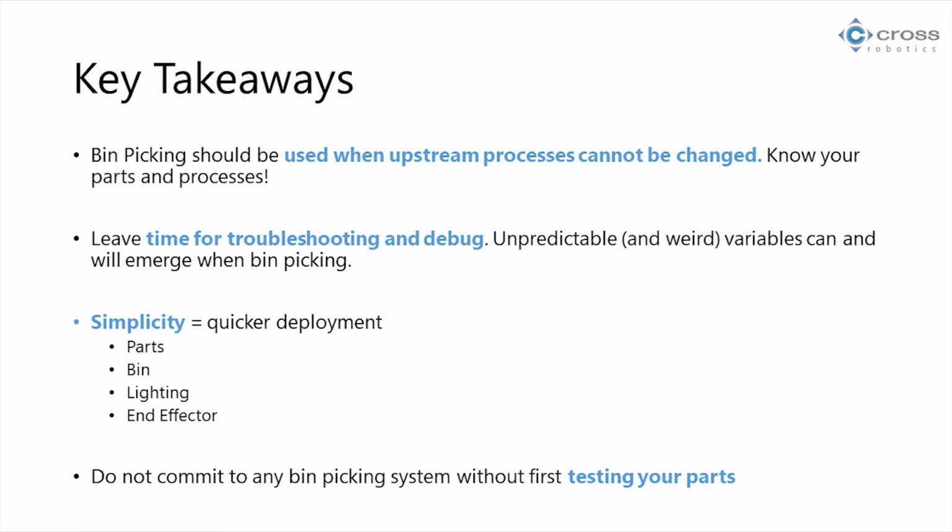And don't commit to anything without testing your parts. Vision can be a very tricky thing, right? It's not like mechanical grippers where you can sketch some numbers on a piece of paper and determine, okay, this is the gripper width I need, this is the finger geometry I need. Vision can be very tricky and unpredictable. So testing your parts is a critical step in implementing any bin picking solution.